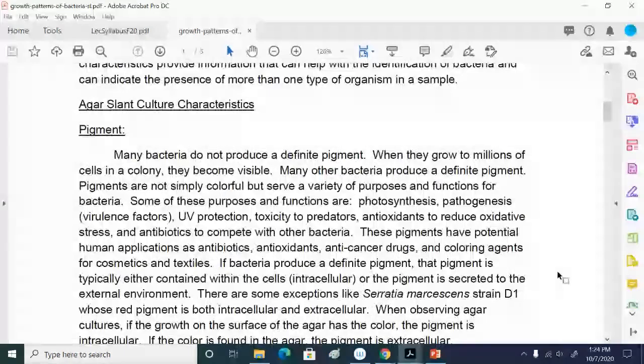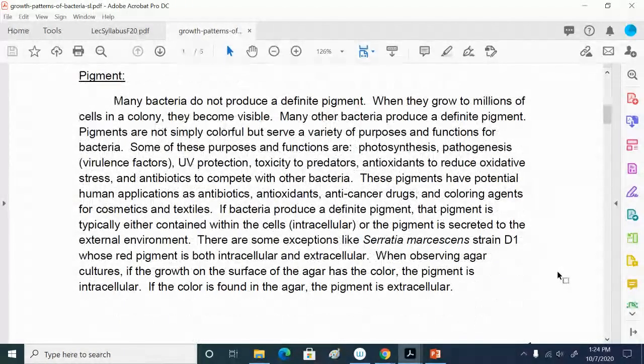So for the agar slant, pigment is something that's very interesting. Not all bacteria produce a definite pigment. It's just they're not invisible. If you get millions of cells together, you can see it. But if you ever want to describe the growth as kind of whitish, off-white, or buff-colored, then it's most likely not a definite pigment. If the growth is bright white, then that would be considered a pigment.